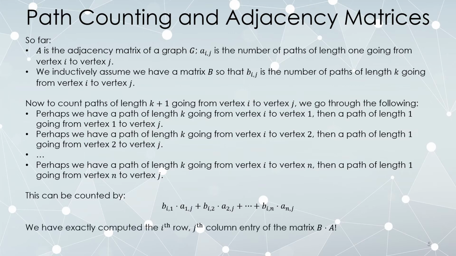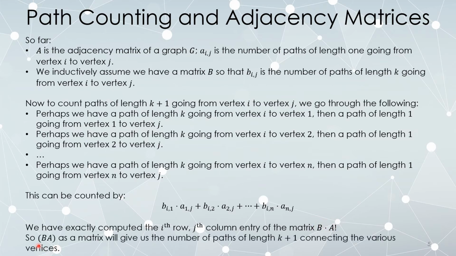What we've really done is computed the product of the matrix B times A. B_i1 A_1j, B_i2 A_2j, add all this up. That is the ith row of matrix B, notice that this i is staying the same, times the jth column of matrix A. This j, this second entry for A, stays the same. The ith row of B times the jth column of A is exactly how we would get the ij entry of this matrix product. In other words, if I multiply these matrices together, each entry will tell me how many length k plus 1 paths there are connecting various vertices to one another.